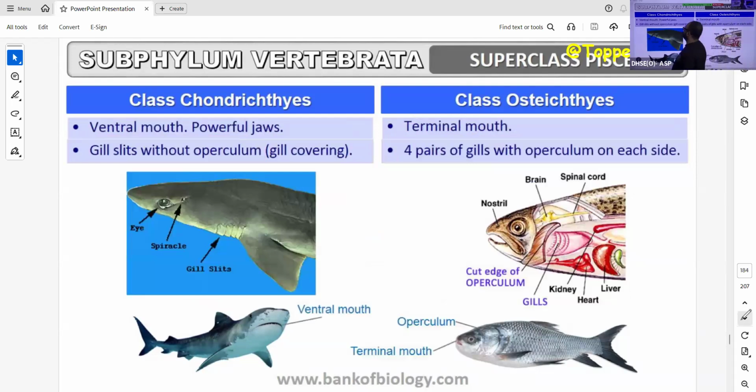Then, in case of class Chondrichthyes or elasmobranch, the mouth is ventral. Suppose you look at a shark, the most common example.